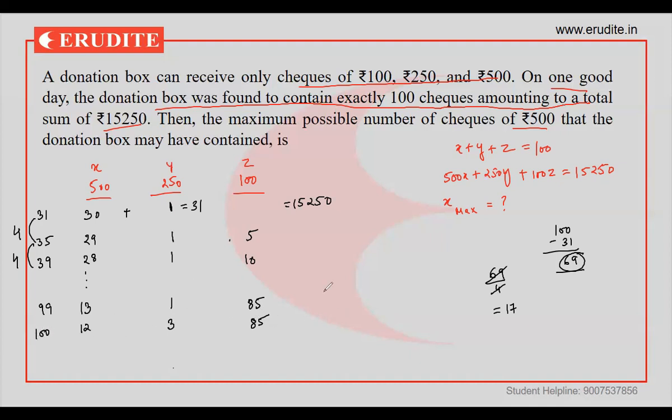And the total sum is also 15,250. You just check it. 12 500 checks, so it will be 6000 here. 3 250 checks, that means 750 is the total sum. 85 checks of 100, that is 8500. So once you add it, it is coming 15,250. So the maximum number of checks of 500 is 12. So the correct answer is 12.